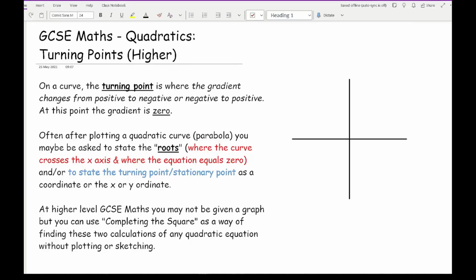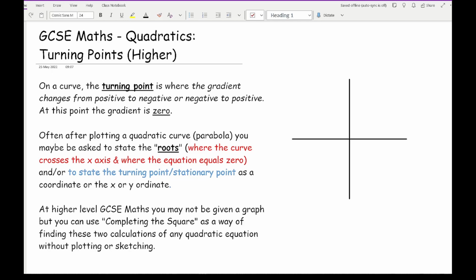Now, on a curve, the turning point is where the gradient changes from positive to negative or negative to positive, and at this point the gradient is 0. Often after plotting a quadratic curve, what we call a parabola, you may be asked to state the roots where the curve crosses the x-axis or where the equation equals 0, and/or state the turning point or the stationary point as a coordinate or their x or y ordinate.